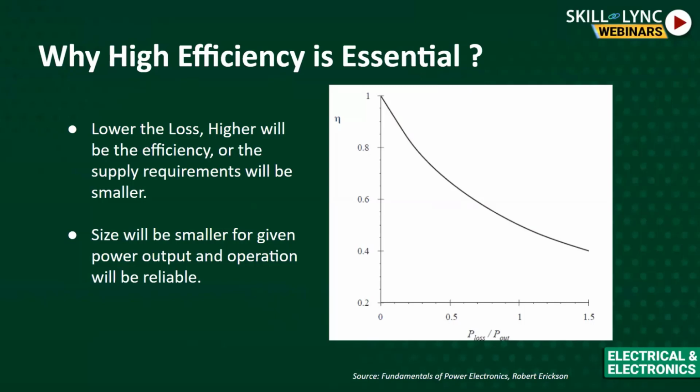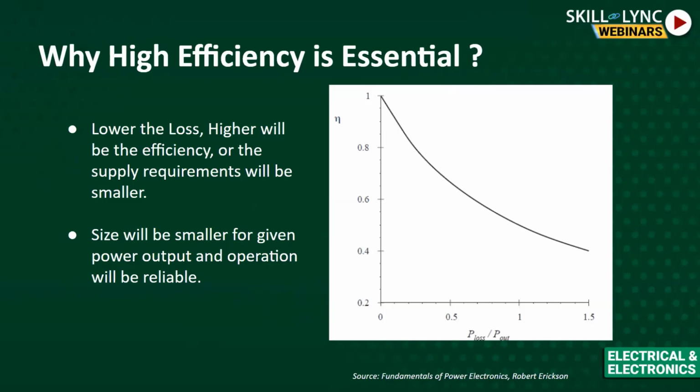Now, coming to this, why high efficiency is necessary. See, this graph shows the loss divided by output versus efficiency. Now, you can see easily from this graph, say for example, the loss divided by output is 0, meaning approximately the loss is 0. The efficiency, obviously, you get is very high. It is nearly 1 or equal to 1. Now, when the loss by output ratio is increasing, the efficiency slightly tends to decrease.